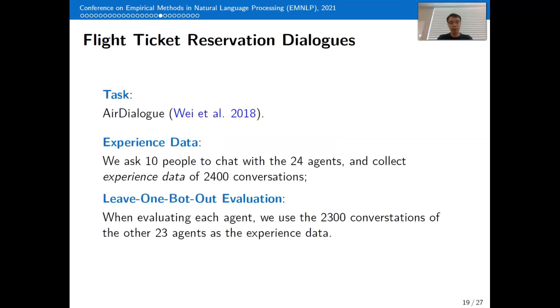Here are some experiment results. We did experiments on flight ticket reservation dialogue systems. The task is called AirDialogue. We asked 10 human evaluators to chat with 24 different agents and collected the experience data of 2,400 conversations. And we evaluate ENIGMA under the leave-one-bot-out evaluation protocol. More precisely, when evaluating each agent, we used 2,300 conversations of the other 23 agents as the experience data.